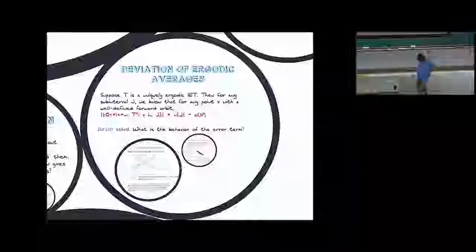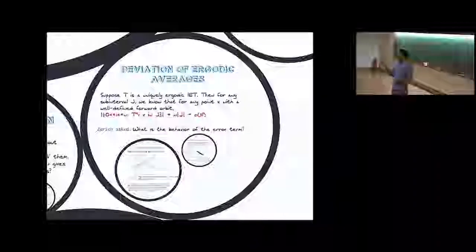So I'm going to toggle between flat surfaces and IET. So if we have a uniquely ergodic IET, then for any subinterval, we know that for any point x with a well-defined forward orbit, the number of times I land in the subinterval is n times the length of the subinterval plus something that's smaller. Question is, how big is this thing that's smaller?